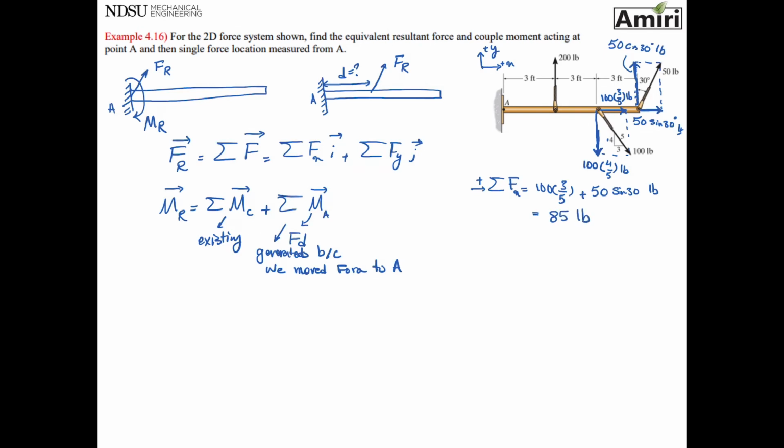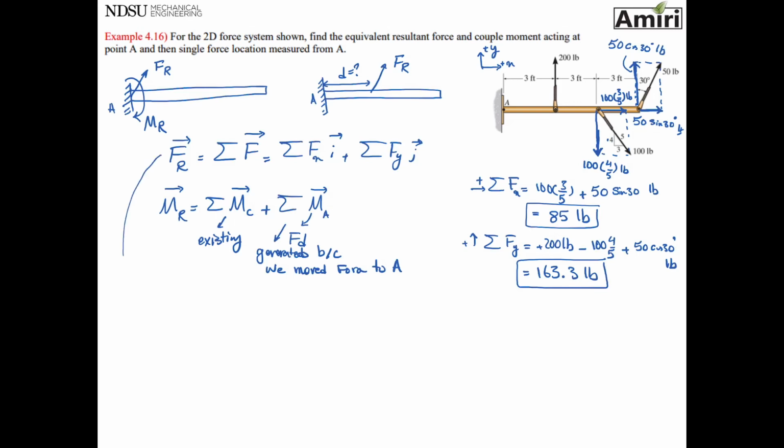pounds in x direction. I'll do the same thing for sigma Fy. If pointing up being positive, the first one is plus 200 pounds. The second one is pointing down, minus 100, 4 over 5. And the last one is pointing up again, plus 50 cosine 30. All of them in pounds. This will result in 163.3 pounds. These are important numbers. We're going to get back to them.